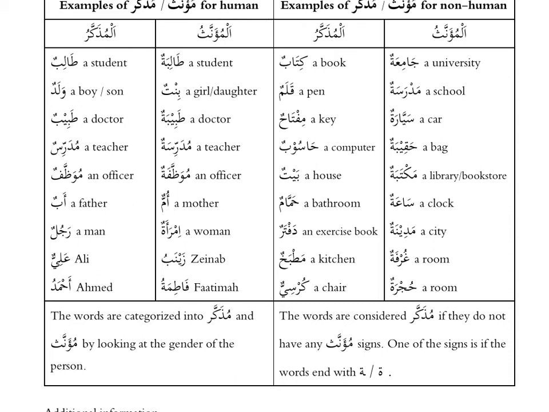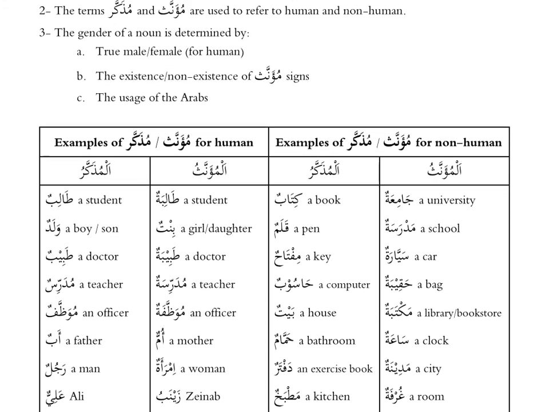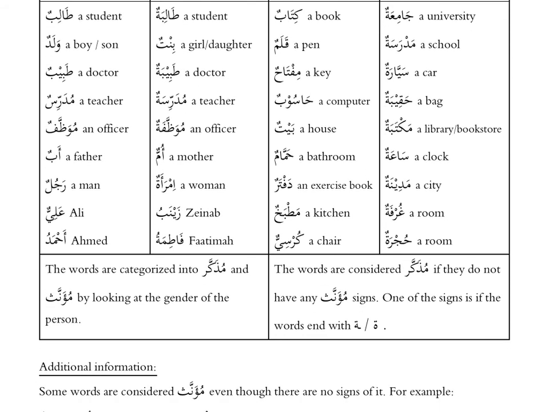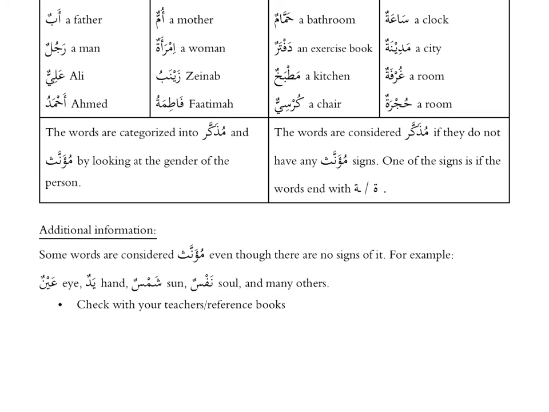So far, we have seen two ways to determine whether the word is muzakkar or mu'annas, by looking at whether the word is a true male or female for human, and whether there is or there is no mu'annas sign. And there is another way, but this is a bit difficult. It is by looking at the usage of the Arabs. In other words, you have to refer to the dictionary or the grammar books to know whether the word is muzakkar or mu'annas. So these are some of the examples. I put it here under additional information.